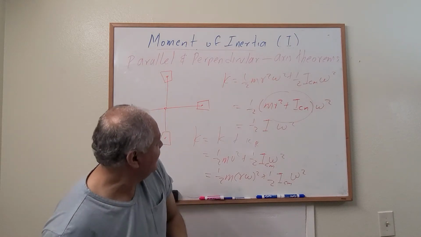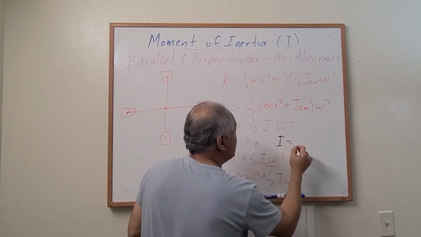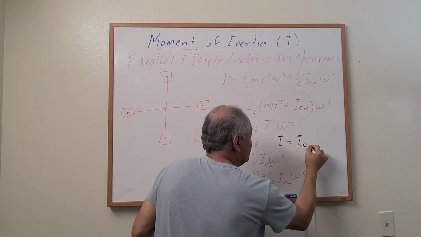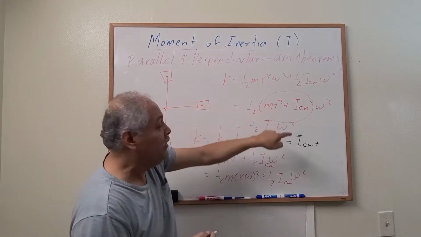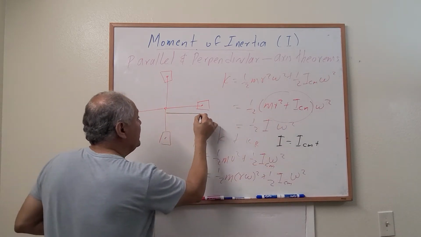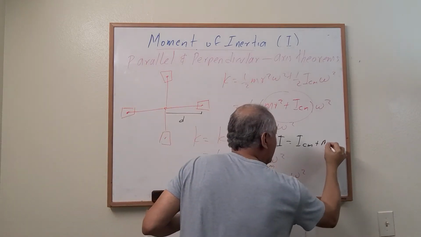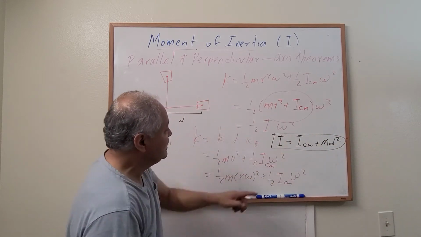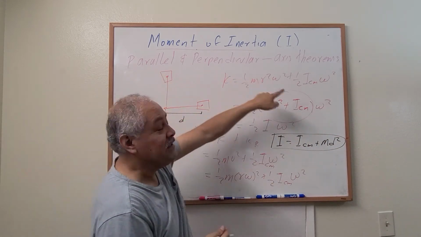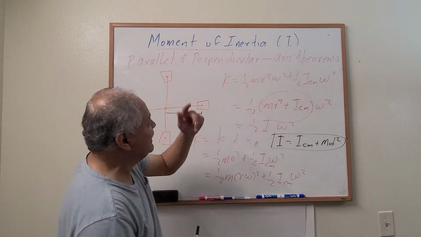Let's write it right here. So the total moment of inertia is equal to the moment of inertia through the central mass plus, usually instead of r, we call this distance from here to here d. So plus mass times d squared. Again, this is called the parallel axis theorem. And let's do some examples to apply this theorem.